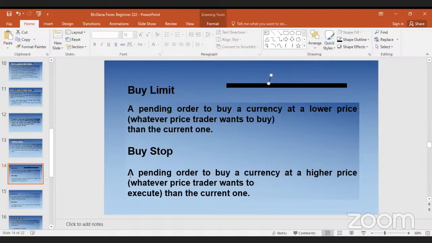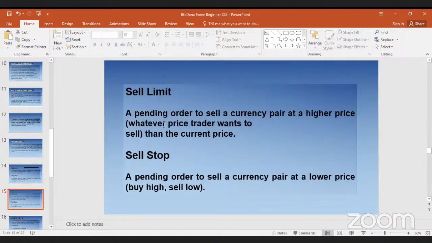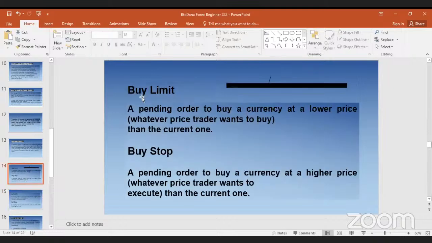So a buy stop is a pending order to buy a currency at a price, whatever price the trader wants to execute, higher than the current one. Now this is our current price, but we want our market to get executed when it gets to this point. So that is what we mean by a buy stop. Then we have the sell limit and the sell stop. The sell limit and the sell stop are basically the opposite of what we discussed in the buy limit and buy stop.